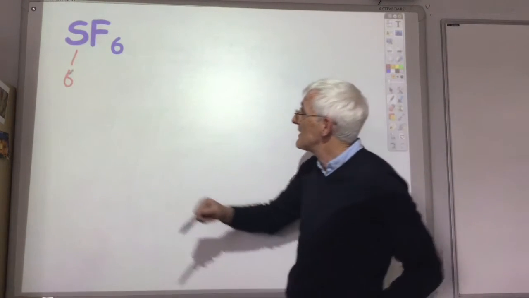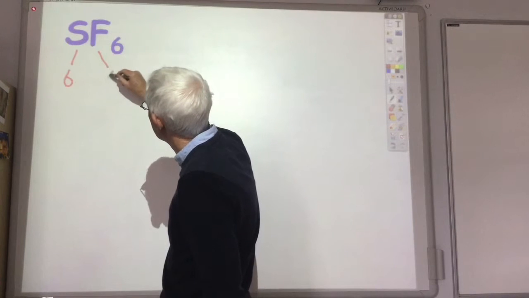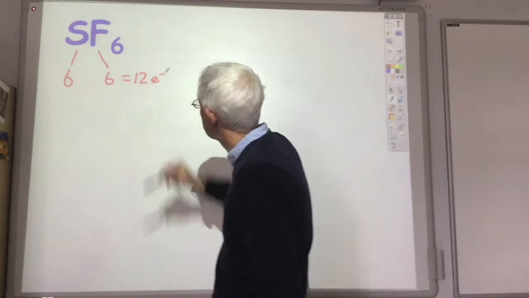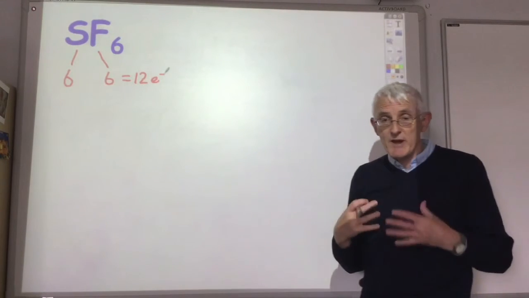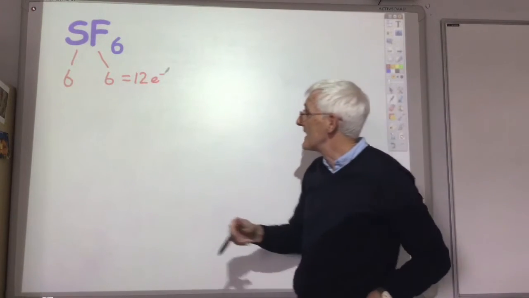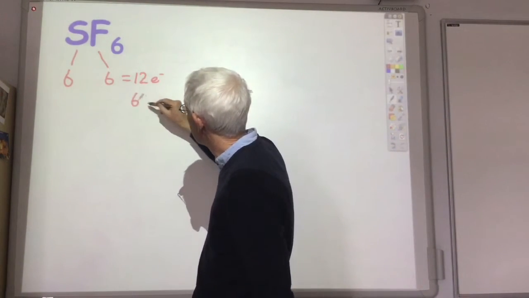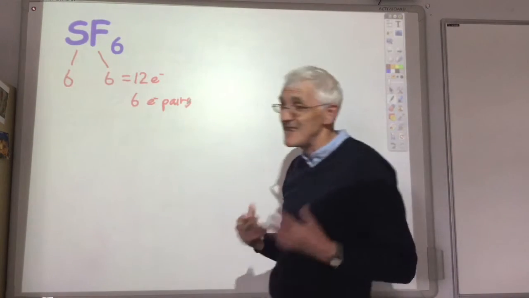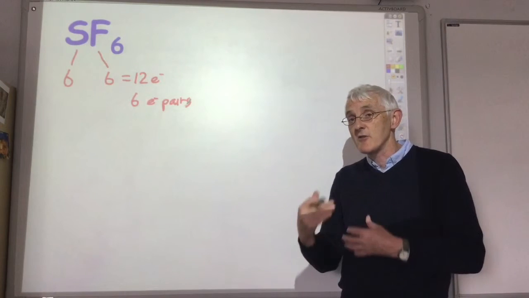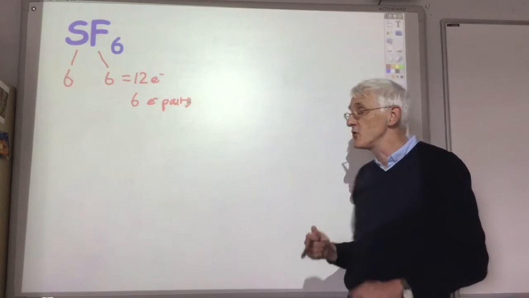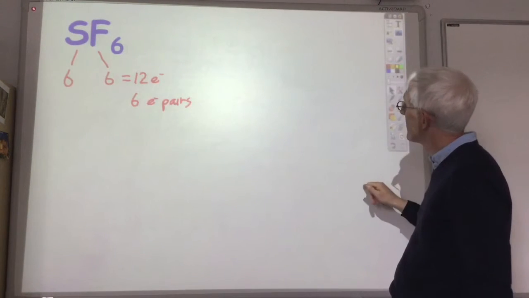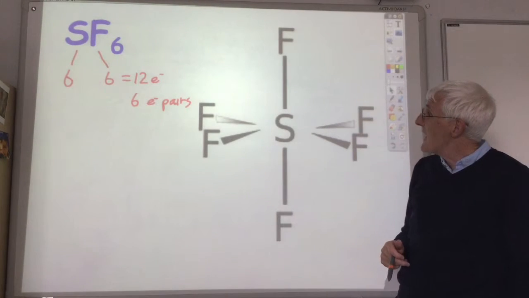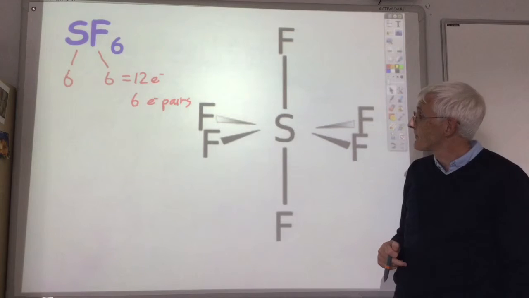So that means they donate a total of 6 electrons. So we end up with 12 electrons. And the electrons pair up to be in 6 electron pairs. So we've got 6 electron pairs. The electron arrangement around the sulfur atom should be octahedral. So there's an octahedral SF6 molecule.